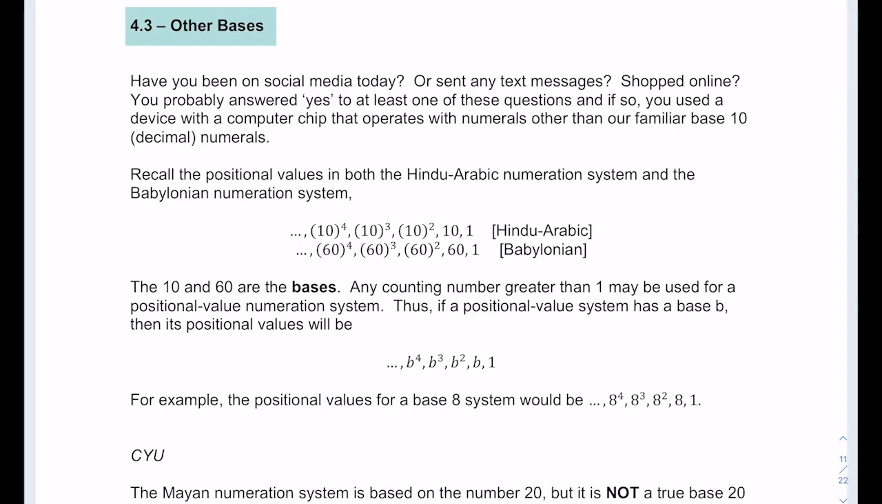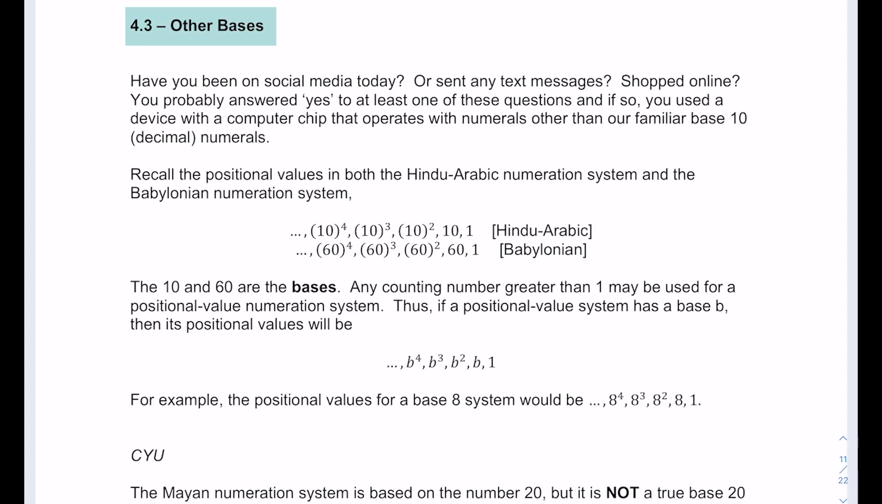We're going to be looking at 4.3 and other bases today. So we looked at some of the ancient civilizations and the numerals that they used, right? We have our decimal system that we use, which is base 10, but other civilizations had other bases. So we looked at the Mayans that had base 20. We looked at the Babylonians that were base 60.